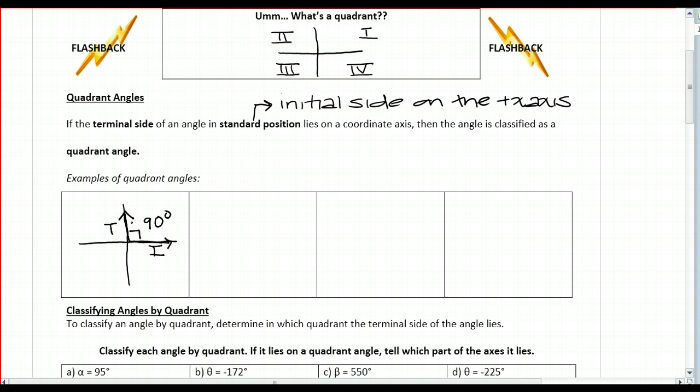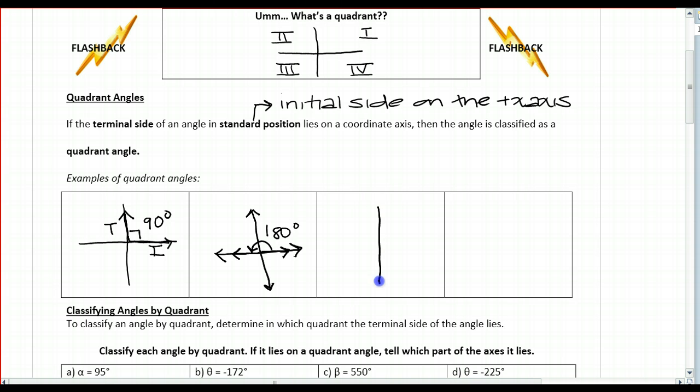The second type of quadrant angle is 180 degrees, or a straight angle. So if we begin with the initial side on the positive x-axis and its terminal side now on the negative x-axis, we have a quadrant angle, and it's 180 degrees.